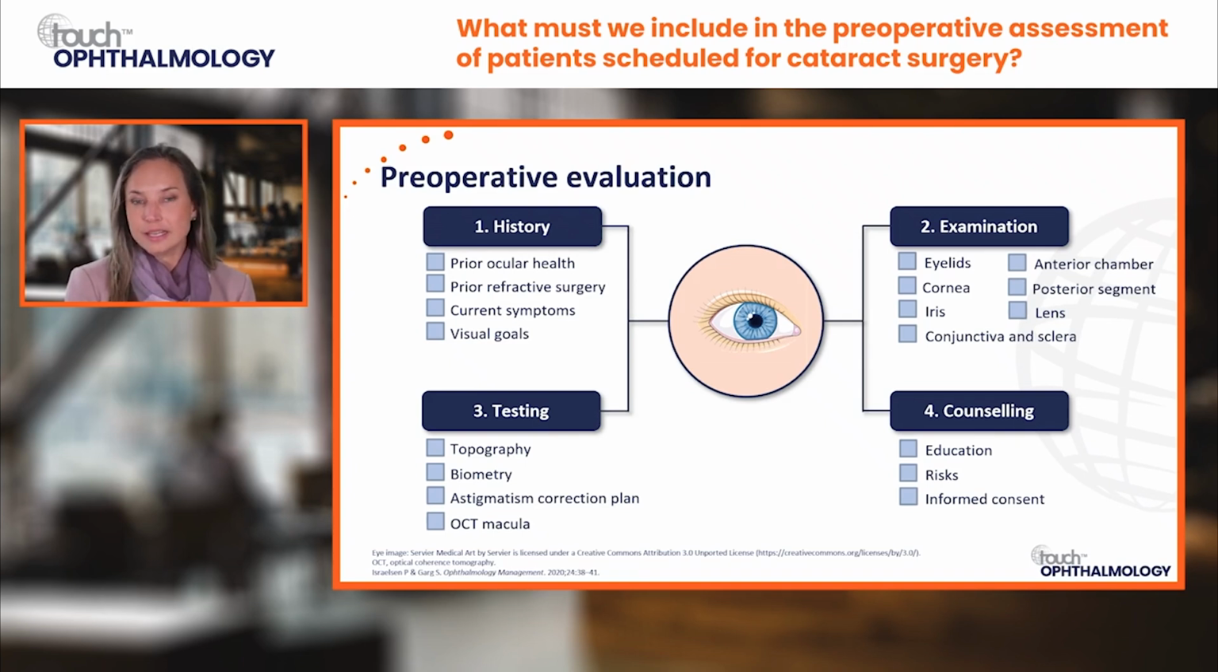For testing, I can share what I do in my clinical practice. Definitely corneal topography and tomography is very important, especially when managing astigmatism. You want to rule out regular versus irregular astigmatism, optical biometry. And then you need to have a plan to address, especially astigmatism correction. We're going to talk about that more.